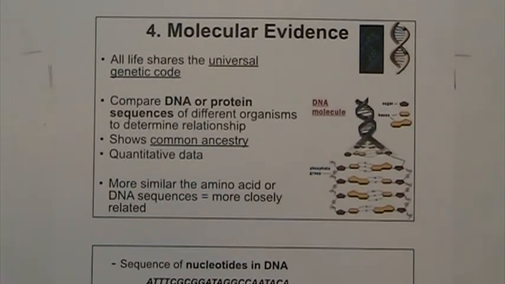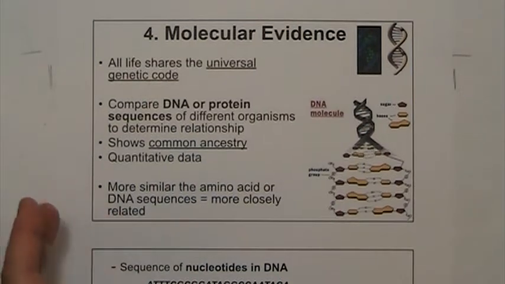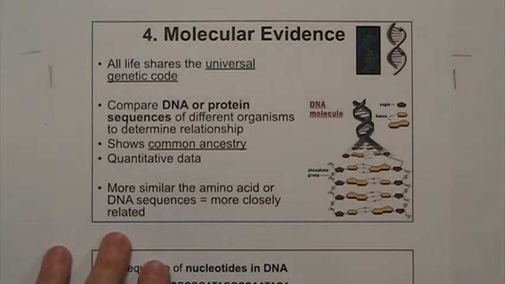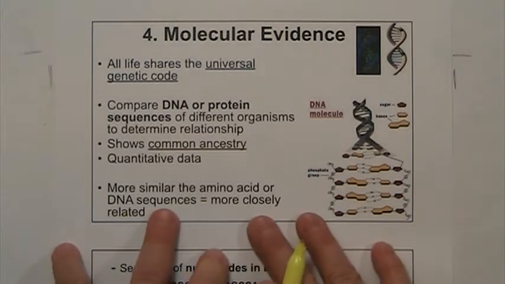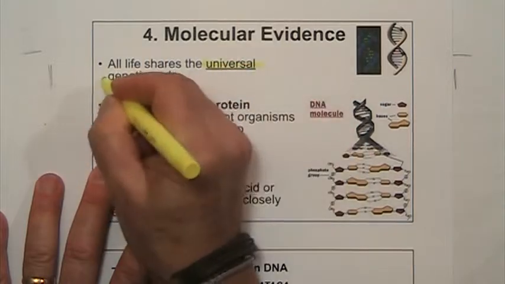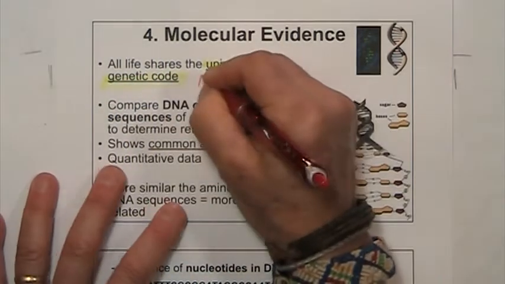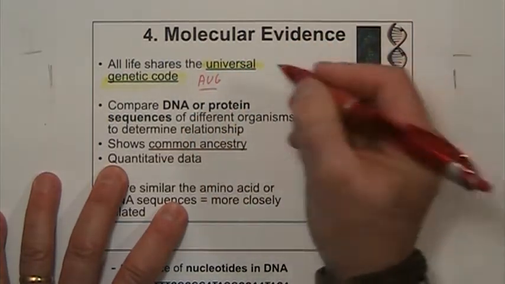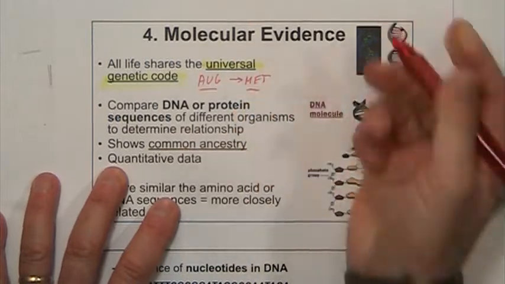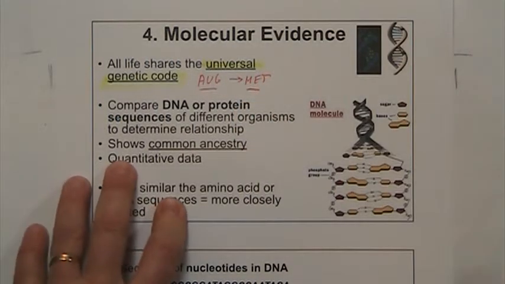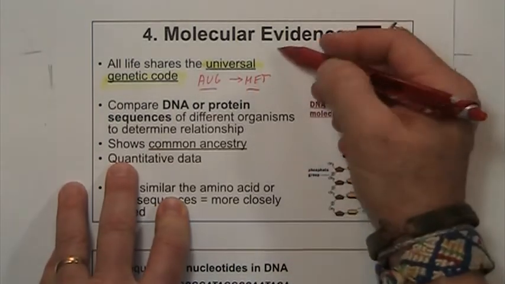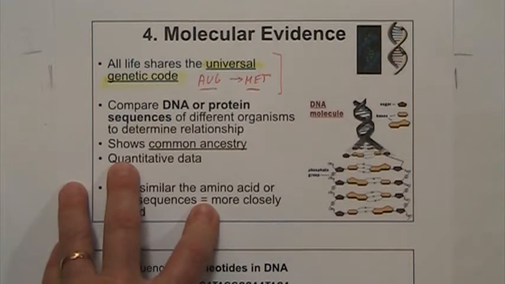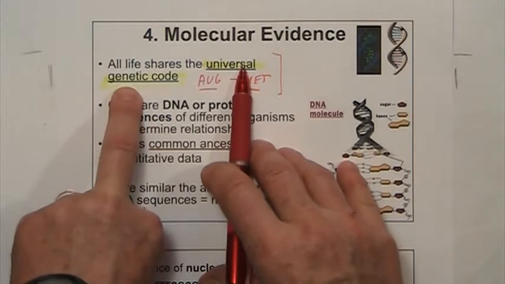Molecular evidence. We just finished our DNA unit, and one of the things you learn is that the messenger RNA codons in the codon chart all code for the same amino acid, no matter what organism you are looking at. The codon from humans and the codon used by bacteria code for the same amino acids. So AUG, for example, codes for methionine everywhere, in every single organism. All those codons in the codon chart are the same, which is why we call it the universal genetic code.